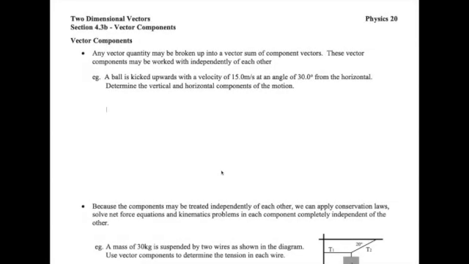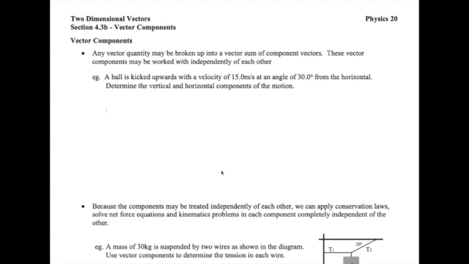So the next section we're going to look at is vector components. What we're looking at with our vector components is the idea that we can take any vector quantity and break it up into a vector sum of component vectors. So what that means is we're going to take a vector quantity, and instead of looking at that one, we're going to look at two other vectors that basically add up to the vector that we're actually interested in.